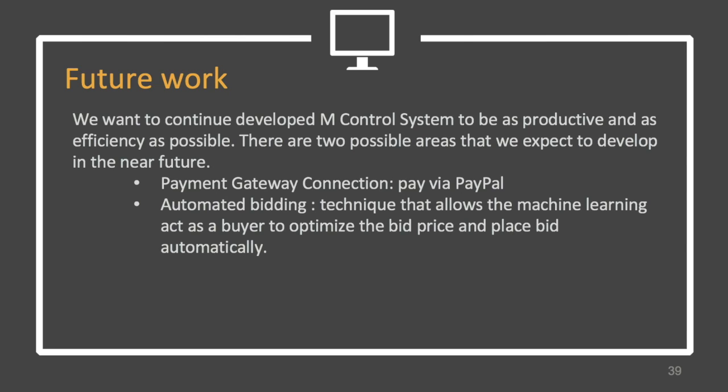And the second one is automated bidding. It is a technique that allows machine learning to act as a buyer to optimize the bid price and place bids automatically. And to develop automated bidding, it requires users to transfer money via an online payment gateway. In addition, the increment logic behind the automated bidding is very important.